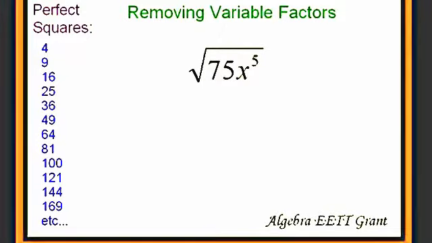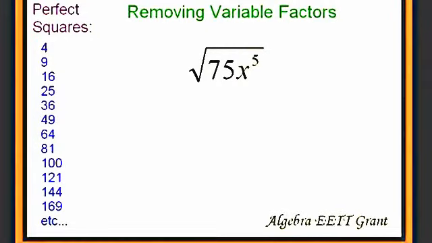How do we simplify this? Well, the 75 is the constant, so we already have some idea how to do that. We look at the perfect squares and ask which one of those will go into 75. It's got to be less than 75, and if you look at the list, you'll notice 25 times 3 gives us our 75.